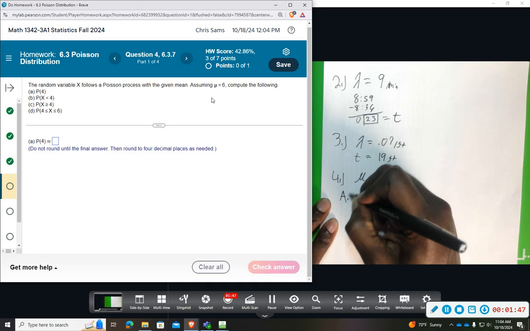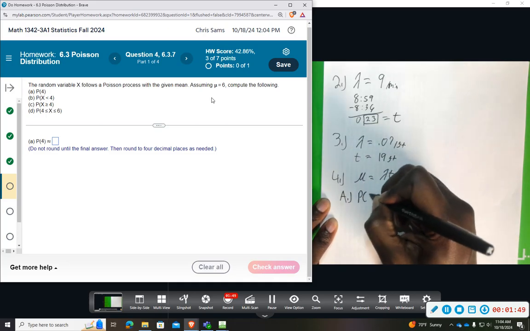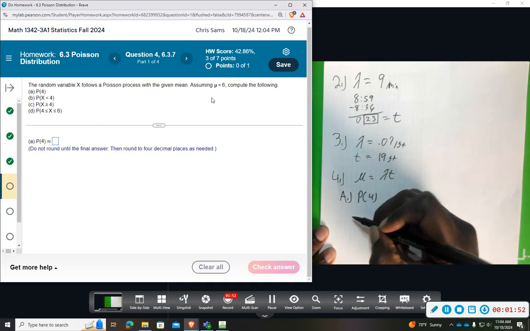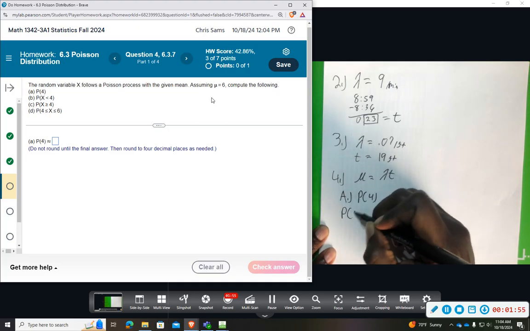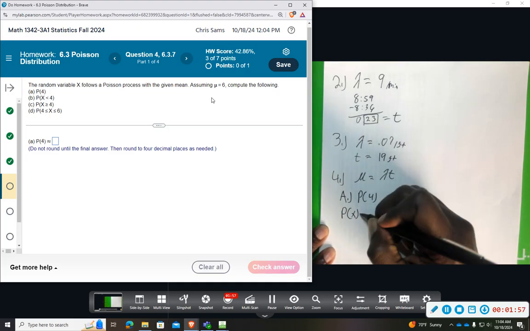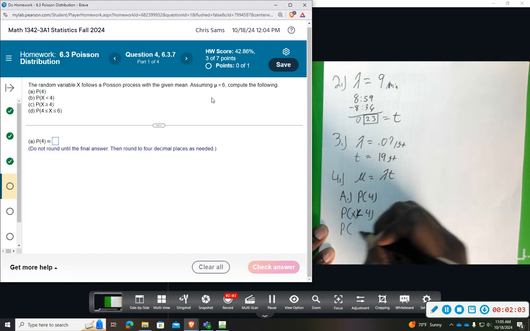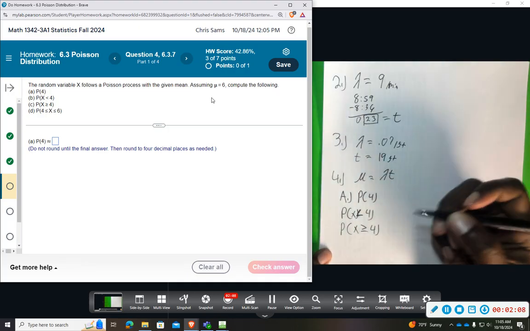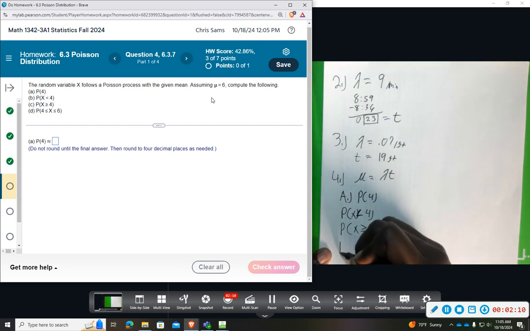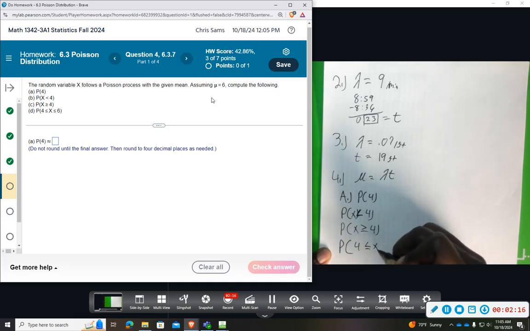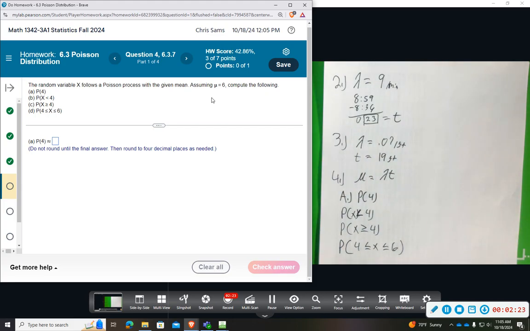And we're going to find the probability that we get exactly 4. We're going to find the probability for part B that x is actually less than 4. We're going to find the probability that x is greater than or equal to 4. And we're going to find the probability that we are between 4 and 6. Now, we're going to use technology to do all of these.